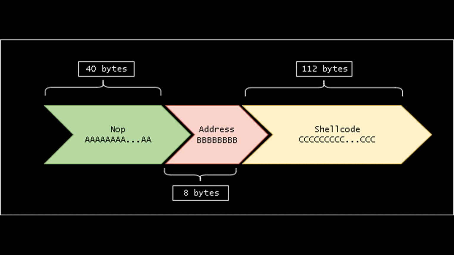And just to illustrate the point, we're first going to craft a very basic input with A's, B's, and C's, just to make sure that we've correctly assessed all the offsets and memory locations. To craft this test payload, we're simply going to use the printf command of the bash shell. So we're going to generate a payload with 40 A's, 8 B's, and 112 C's.